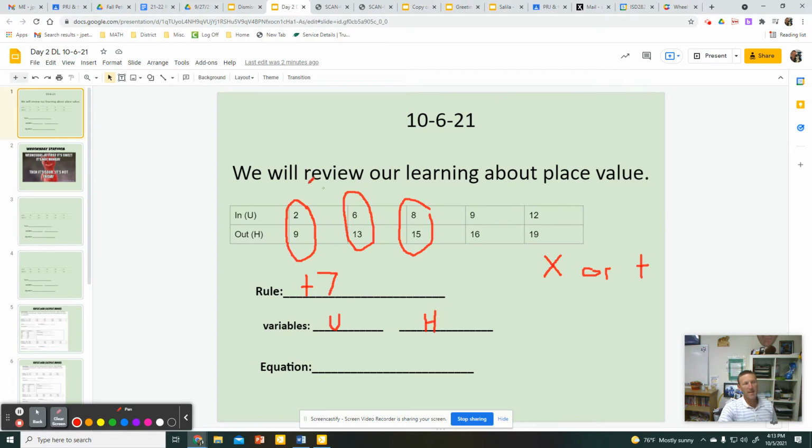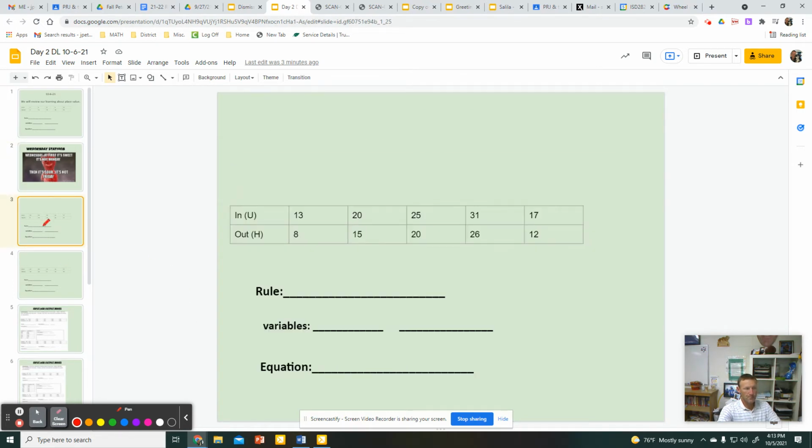And lastly, I need to do my equation. So the way I'm going to do my equation is I need to make an equation that would work for any number that somebody wanted to put in. So I'm going to go back to that variable and say, okay, U, that'll stand for any number that somebody wants to give me. Then I'll do my rule, plus 7, and that's going to equal H. And that is my first equation. Let's look at our next one.